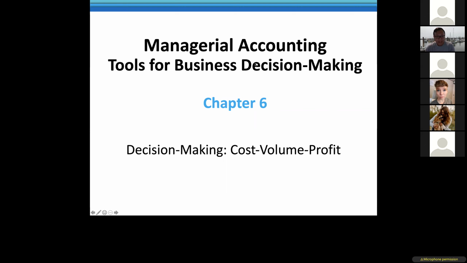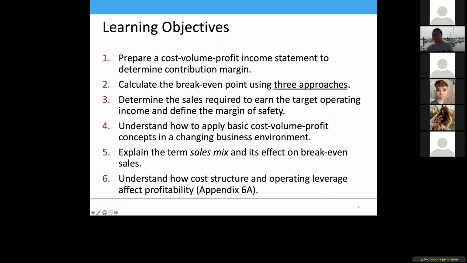So chapter 6 is about cost, volume, profit. We have 6 learning objectives. The first one, we want to learn how to prepare the cost, volume, profit income statement. We can also learn how to determine the contribution margin.